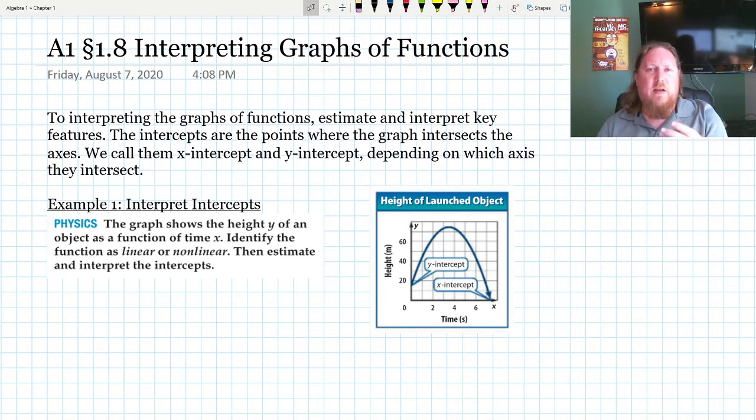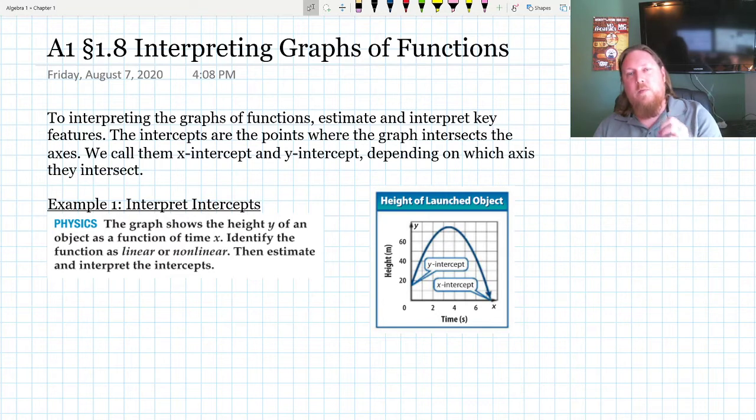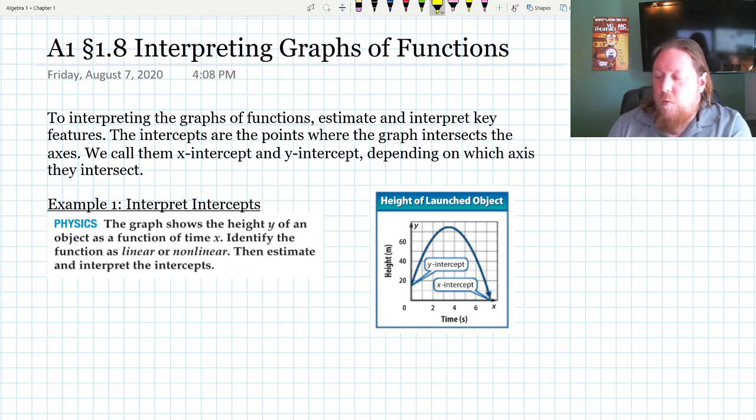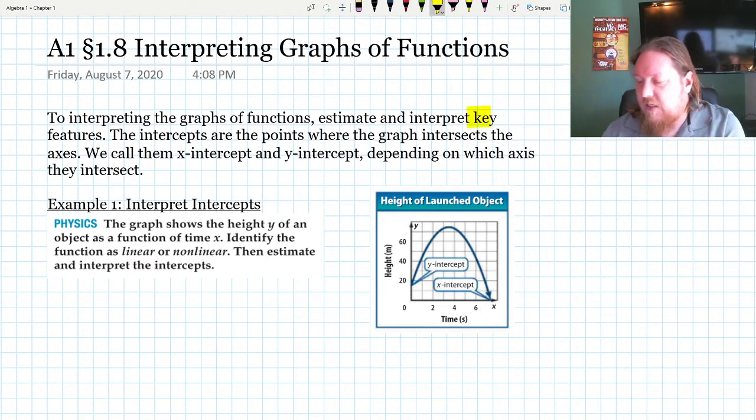But that was just a very basic figuring out, like, oh, she's getting further away, or money's increasing or something like that, whatever the problem was. What we're focusing in more on this one is looking at particularly important aspects of the graph and what they can mean. So that's what we're talking about here, the key features of the graph.